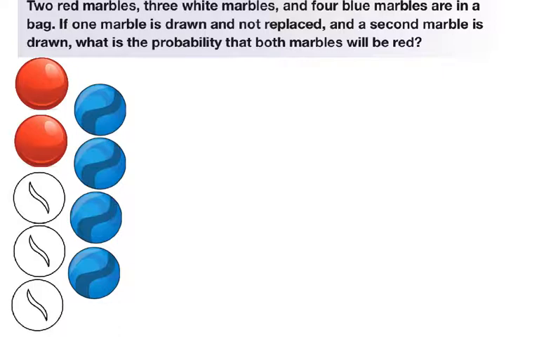Okay, so we're going to write the probability of one marble being red. We have a total of 2 marbles that are red out of a total of 1, 2, 3, 4, 5, 6, 7, 8, 9. So 2 out of 9 marbles are red. So that's our first draw. No matter what happens, 2 out of 9, that's our probability of drawing a red marble.